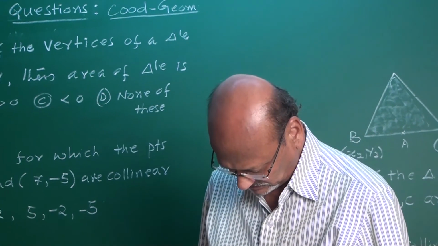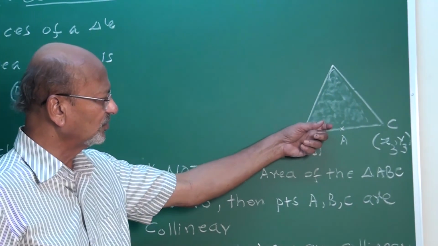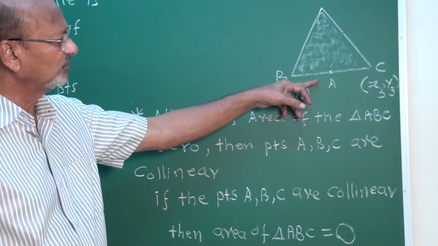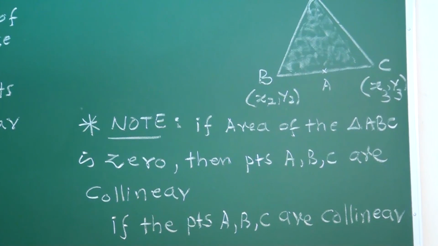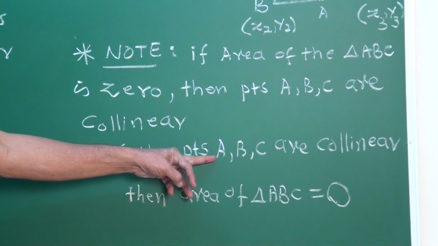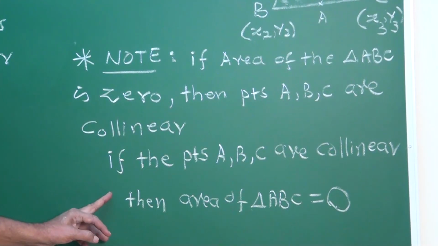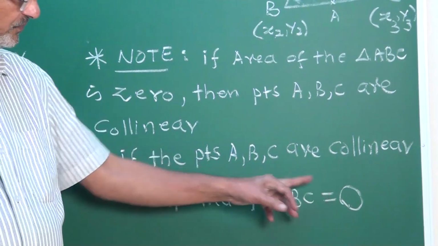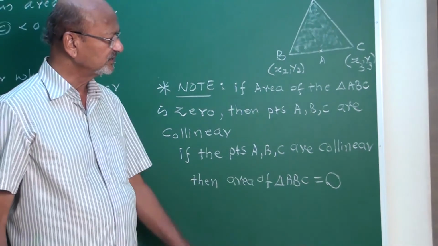Yes, friends, I told you, if the area of the triangle is zero, then the vertices lie on the same line, then we can say that they are collinear. Therefore, the condition for the three points A, B, C to be collinear is that the area formed by these points is zero. That is, area of the triangle ABC is zero.